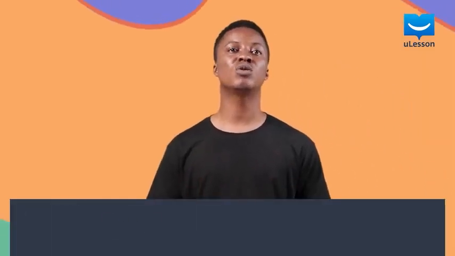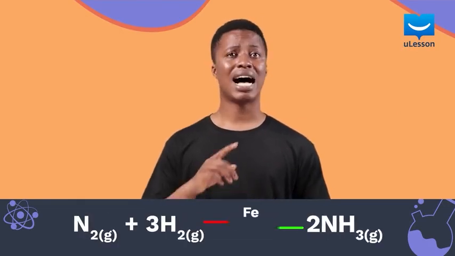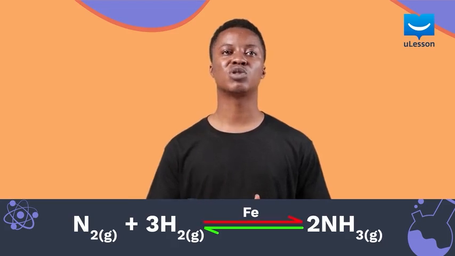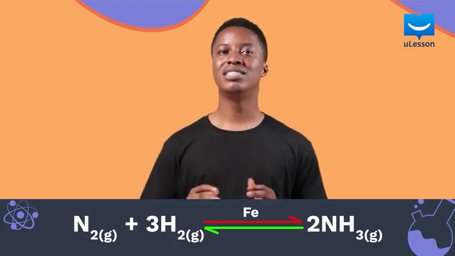A catalyst can also be used to speed up the rate of the forward reaction in a reversible reaction. For example, iron is used as a catalyst to speed up the rate of production of ammonia. This process and other examples of catalytic reactions will still be discussed further in subsequent lessons.